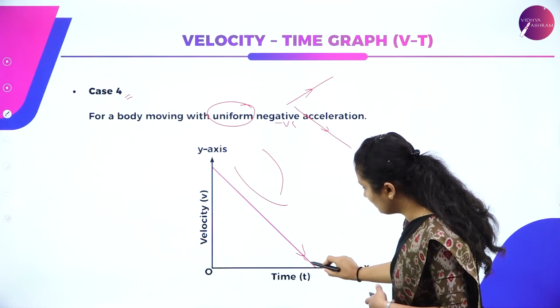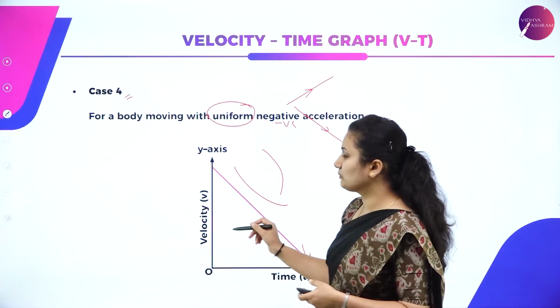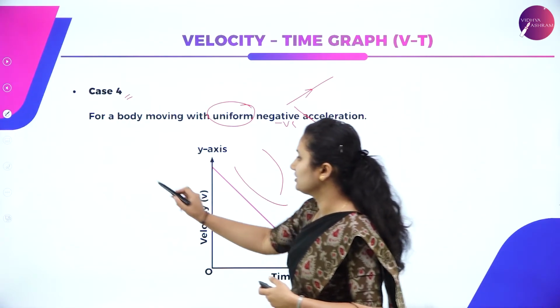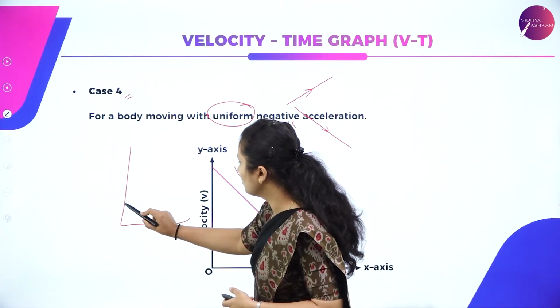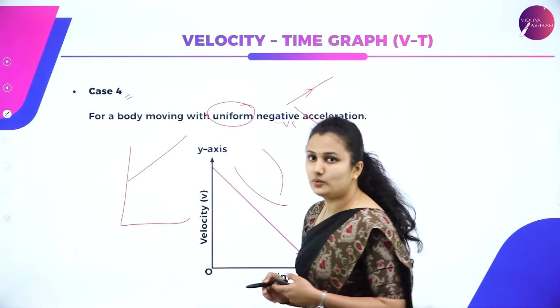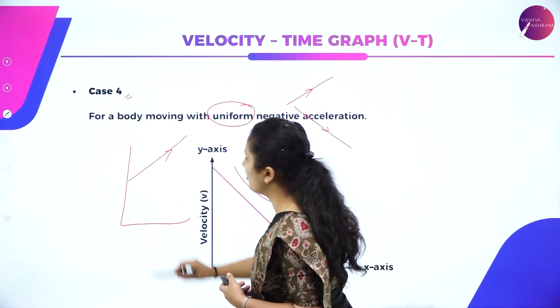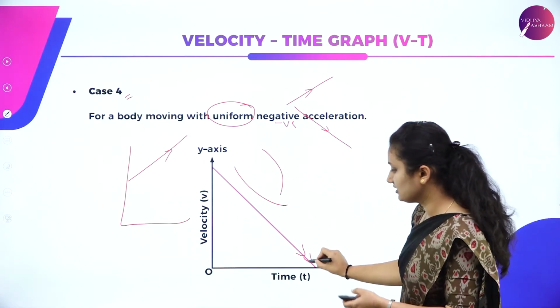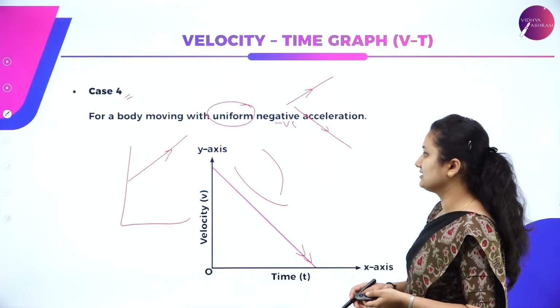You can see a downward arrow here. So the body is moving with uniform negative acceleration. When it is positive, it is moving with some initial velocity, and when it is positive, it is moving upward. When it is downward, it is representing negative acceleration.